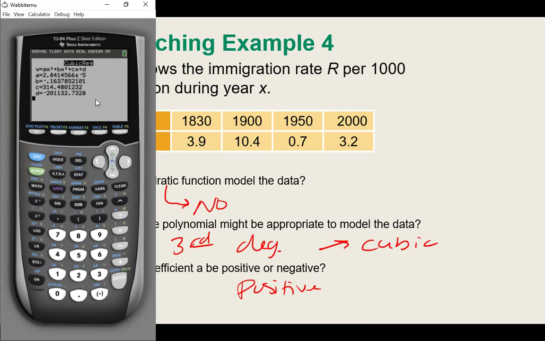And when I hit graph, it's going to plot my points and show the model that it said would best fit my data. And that's a pretty good fit, right? It went down, it's coming up, and bam. Did it hit most of my points? Yes, it did.